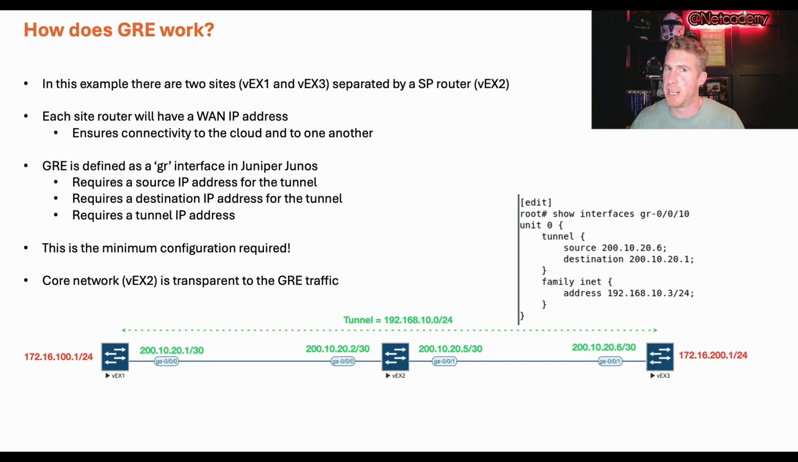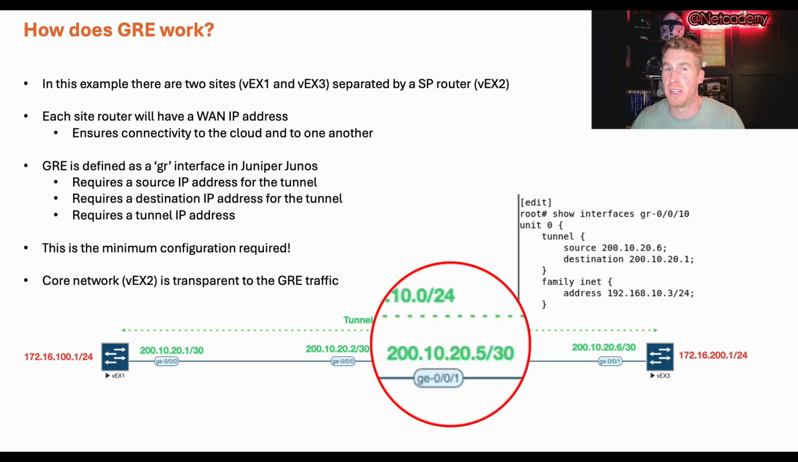But it doesn't have a direct connection there, and it might not know how to get there initially. So you need some kind of routing protocol to say, to get to 200.10.20.1, I need to go out of this interface, or I need to go in this direction. Now what I've done in this lab is actually define a static route, and you'll see this, to say, well, to get to 200.10.20.1, my next hop is 200.10.20.5, which is the VEX2's connection to VEX3.